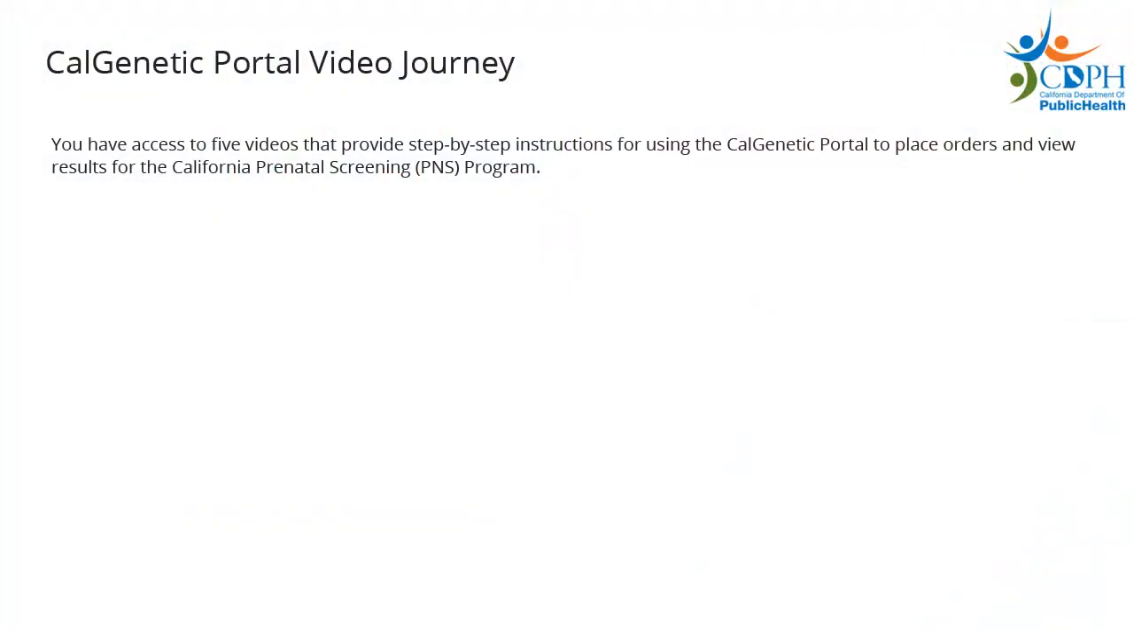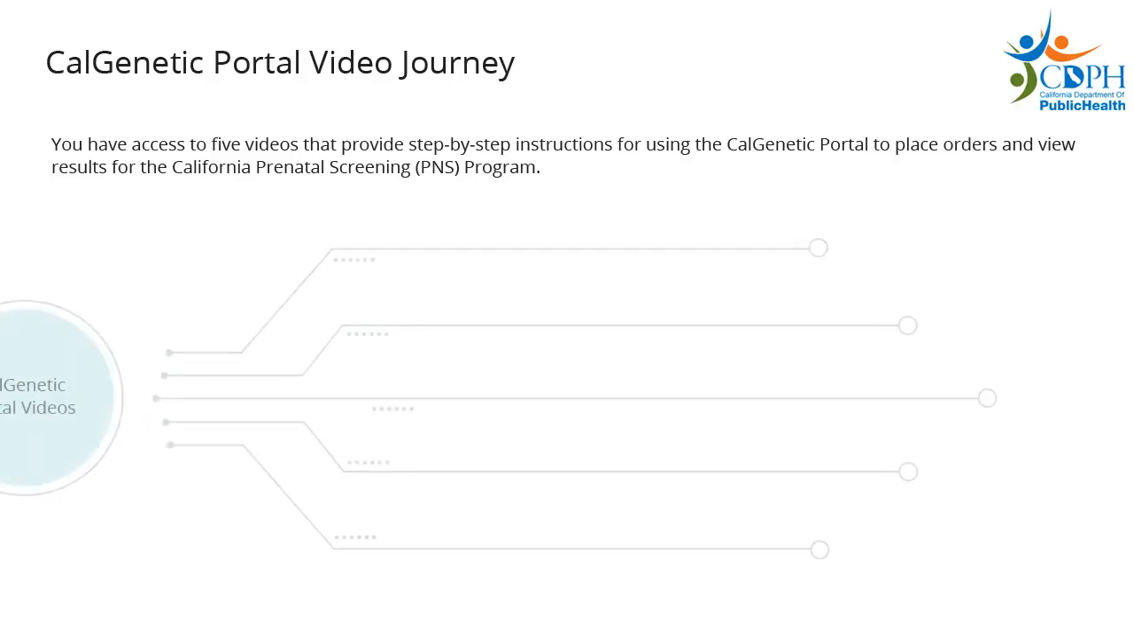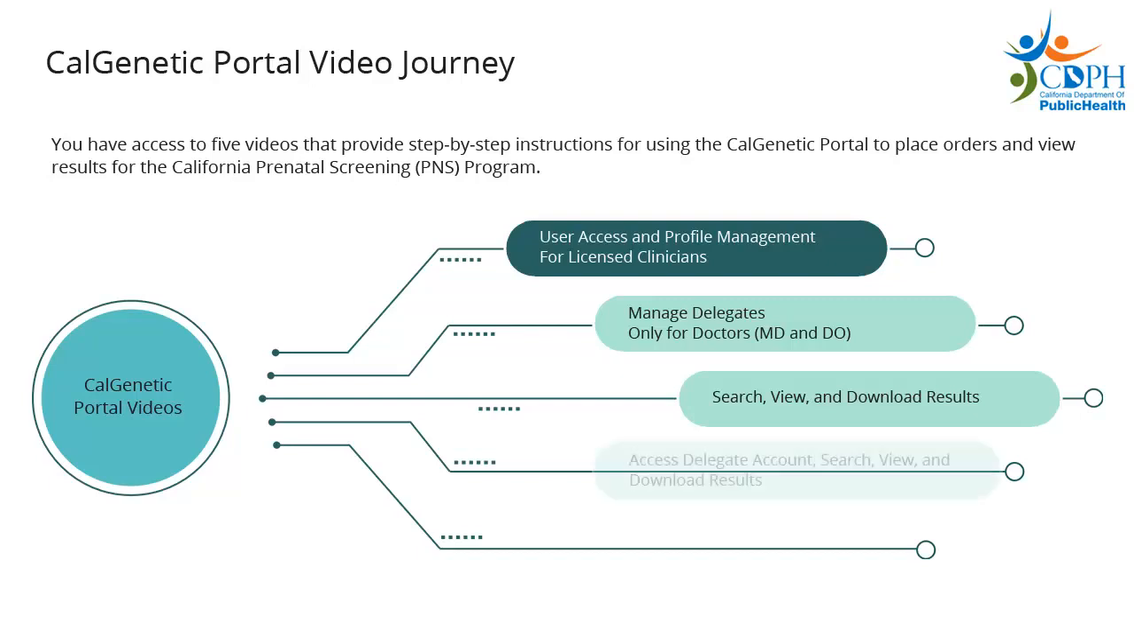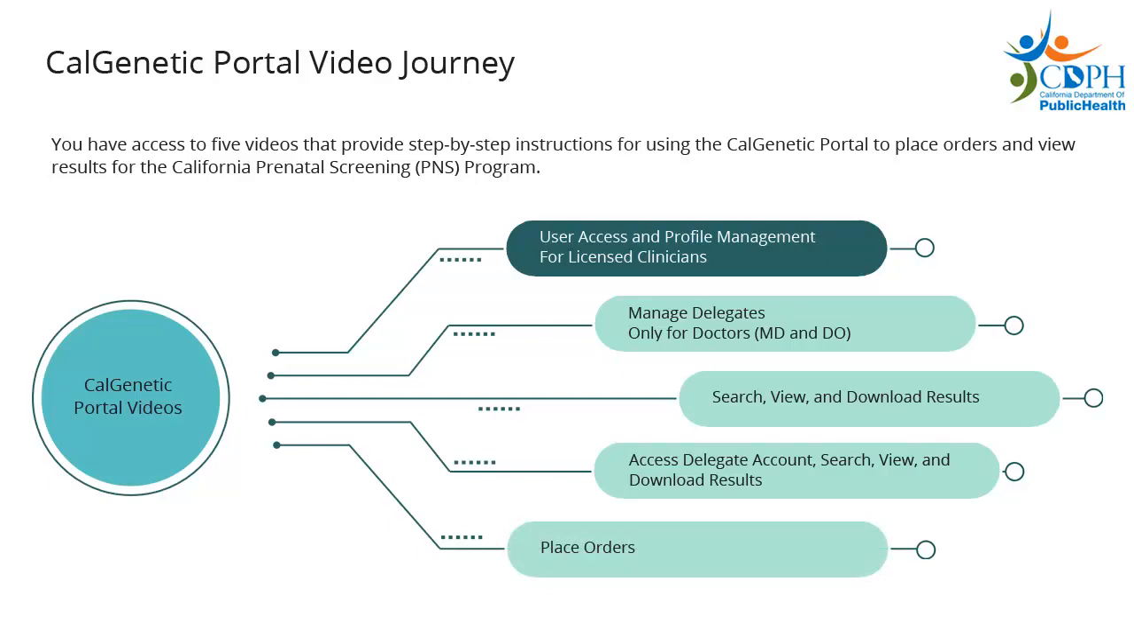You have access to 5 videos that provide step-by-step instructions for using the CalGenetic portal to place orders and view results for the California Prenatal Screening Program. The videos will cover how to access and manage your user profile, manage delegates, if applicable, view screening results, provide an overview of the delegate activities, and finally, how to place orders for prenatal screening with the CalGenetic portal.